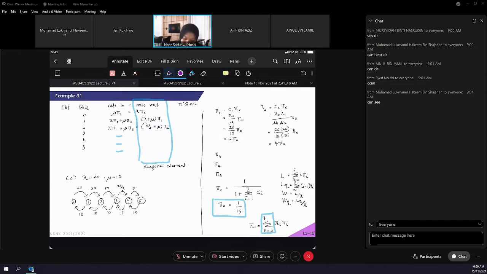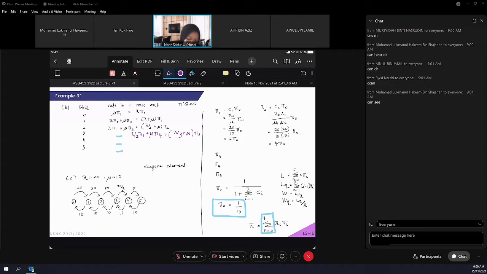So for state 3, you should have lambda over 2 pi 2 plus mu pi 4 equals lambda over 3 plus mu pi 3.